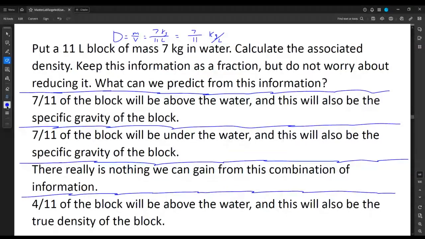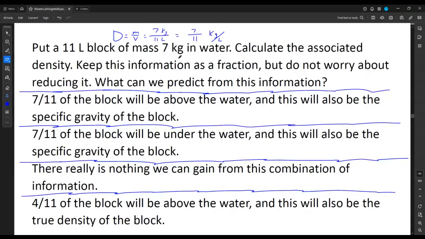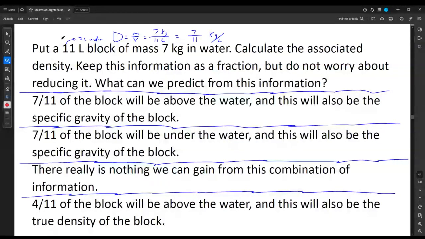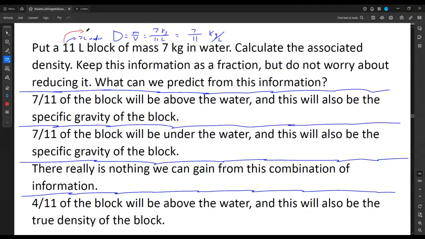In order to displace enough water to create a buoyant force for this thing to float, if it's displacing 7 kilograms of water, then that means that 7 liters are under the surface. Okay, then whatever extra is being supported, we would have 4 liters above the surface.